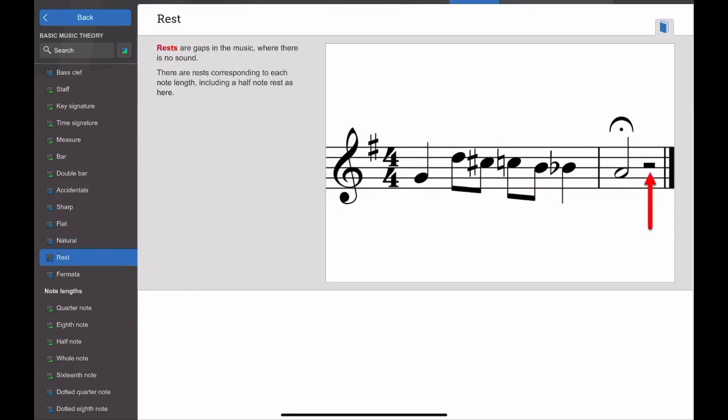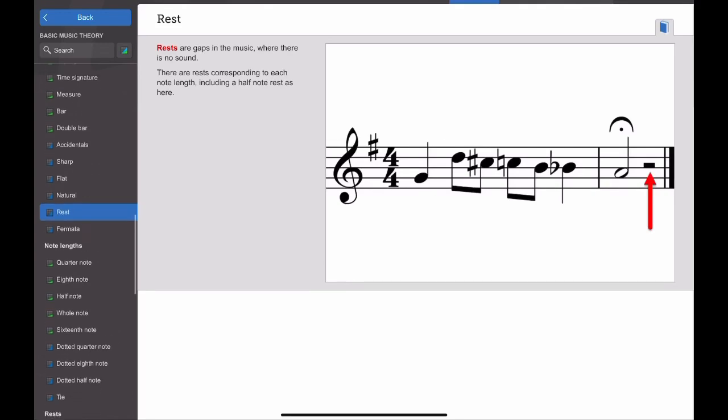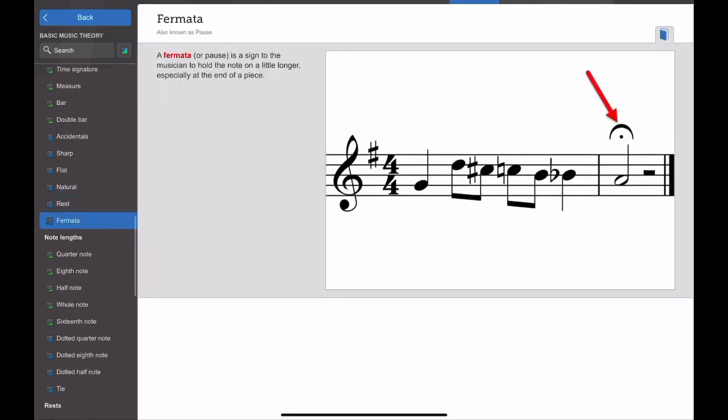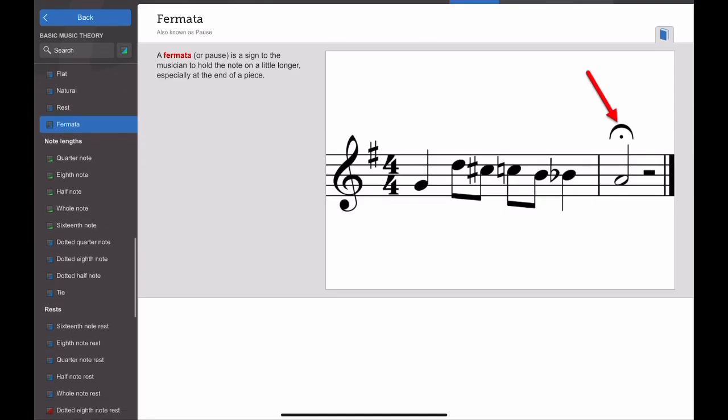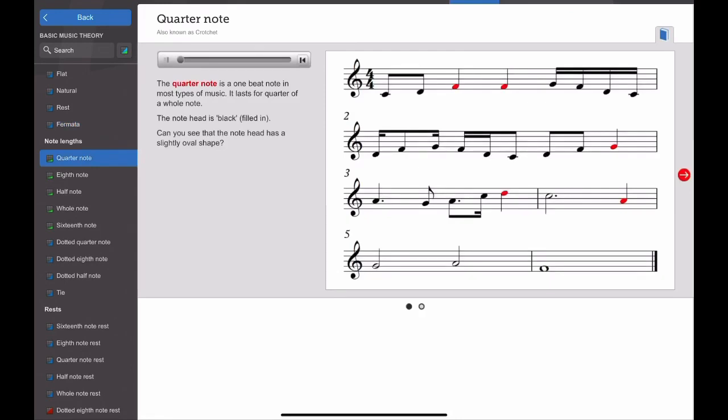Now here are the rests. And we have discussed rests, but we'll go over them once more. And there is the fermata. The fermata means hold it for longer. Now let's go over the note lengths. Here are some quarter notes. The quarter notes have an oval head and they have a stem. The note is filled in.